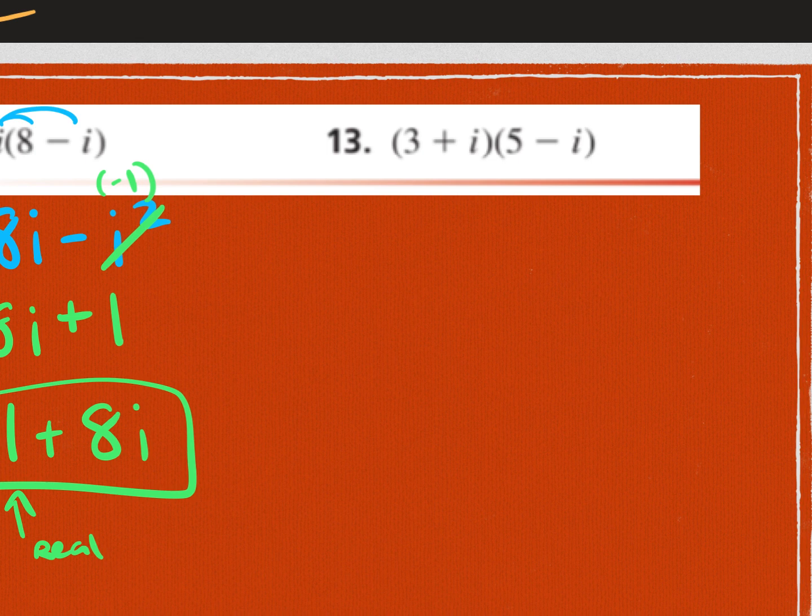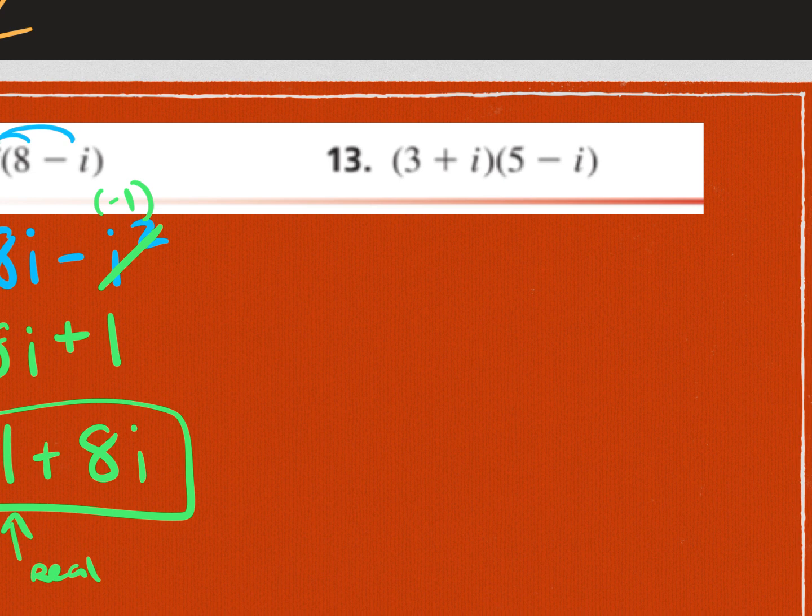For number 3, since we have two terms times two terms, a binomial times a binomial, we have to FOIL. So start by multiplying the firsts: 3 times 5 would be 15. The outsides, 3 times negative i, is negative 3i. The insides would be plus 5i.